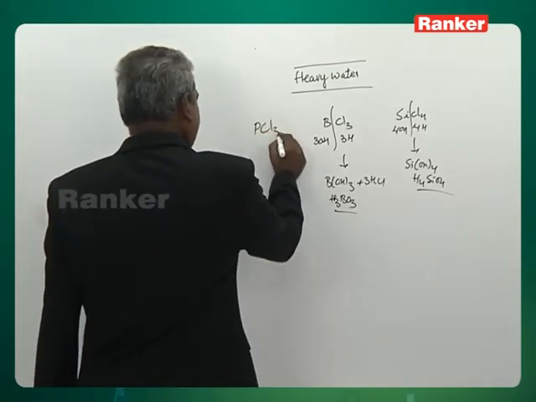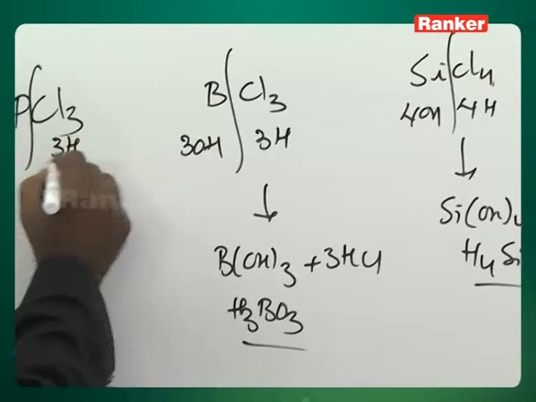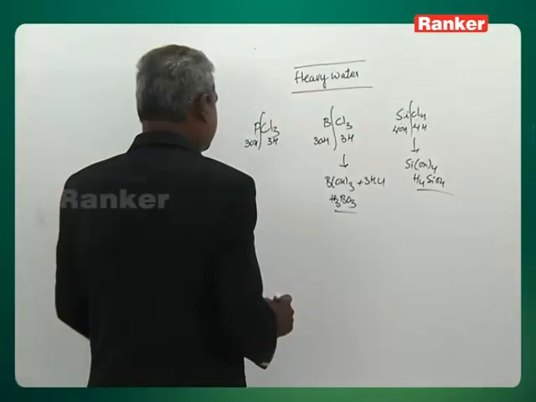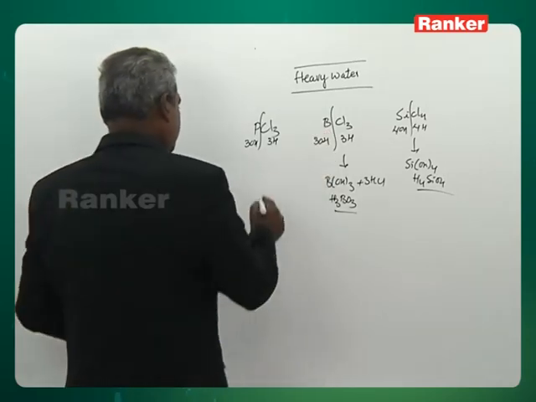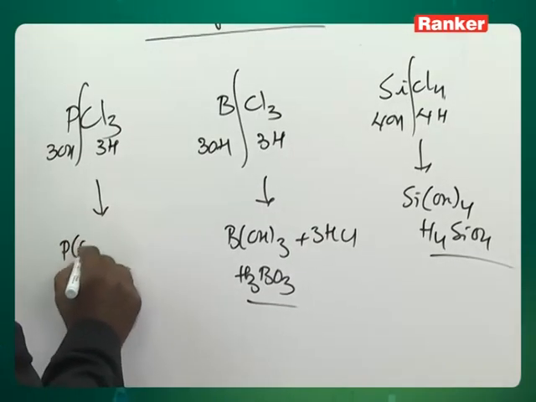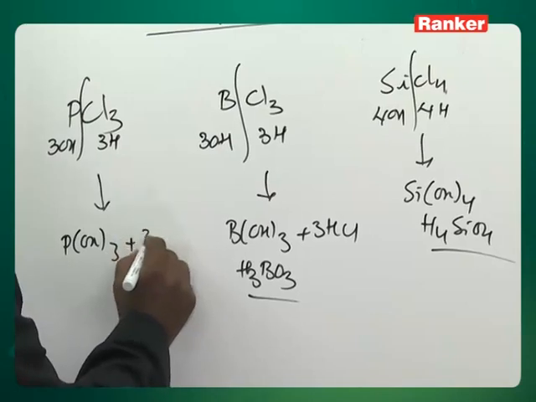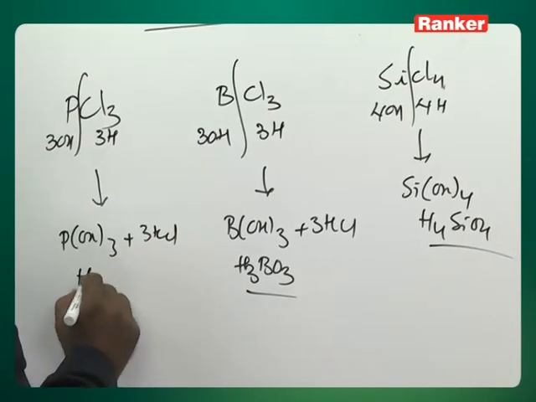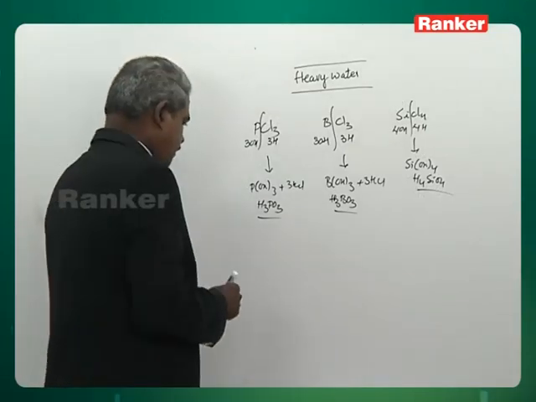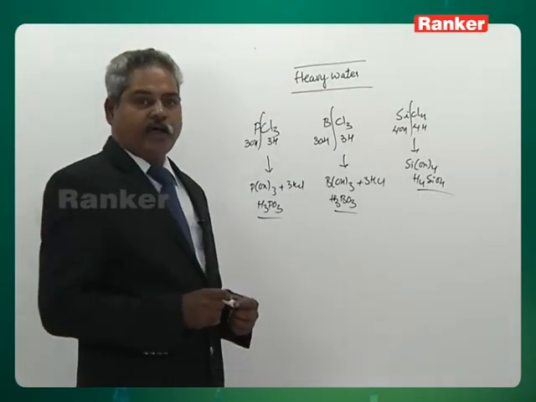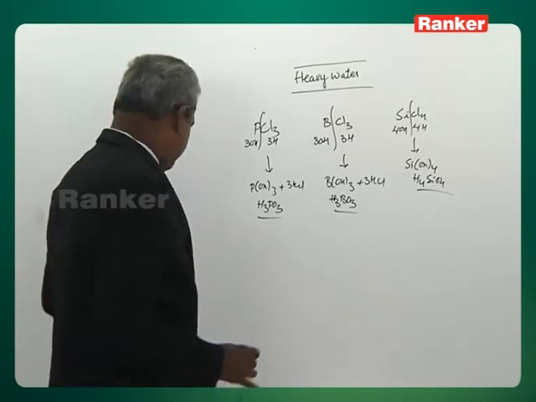PCl3, break the bond, 3 H, 3 OH. Why am I using 3? You should know, I am breaking 3 bonds. P(OH)3, 3 H here, H3PO3. In some cases like PCl5, you will be getting 5 OH, and some atoms cannot have too many OH groups.